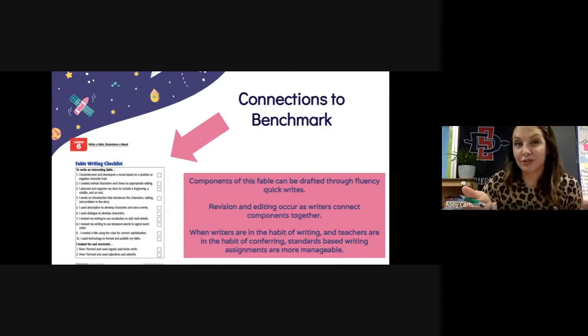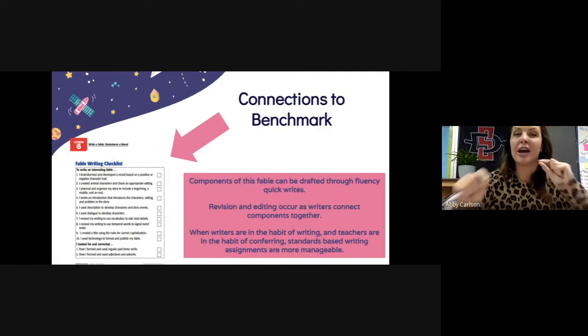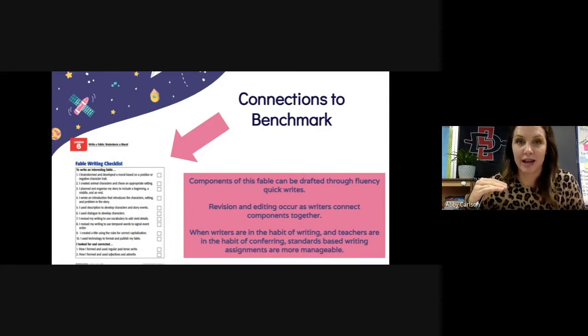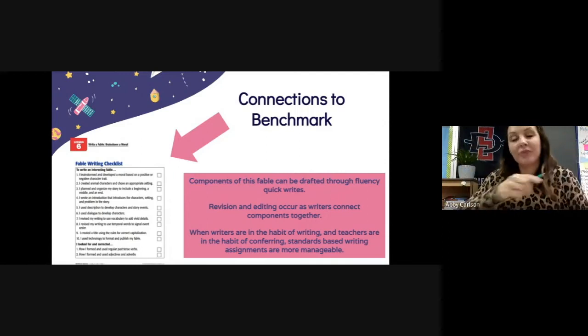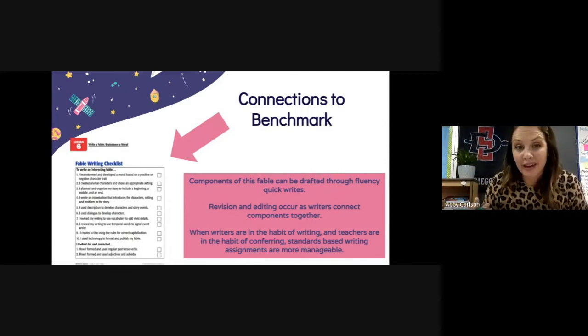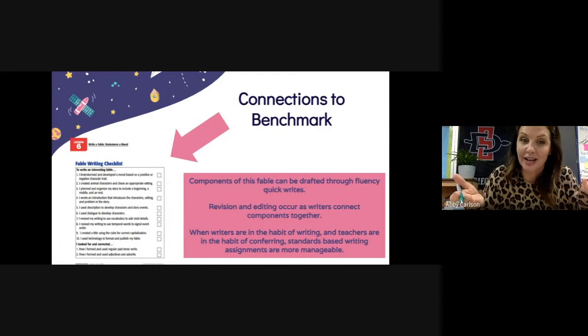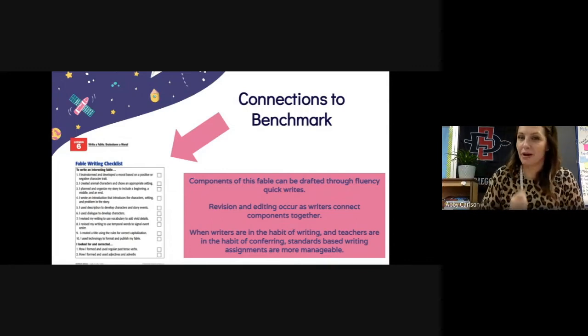So each day of your fluency writing, you can take different parts. Talk about dialogue between your two characters. Write down a conversation that they might have, and that is your student's fluency activity for the day. Write down the setting. What did it look like at the beginning of this fable? That could be their fluency writing. Then students will revise and edit as they connect their components together. When writers are in the habit of writing and teachers are in the habit of conferring, standards-based writing assignments are more manageable for everyone. All right, Courtney, can you talk to us a little bit about conferring?